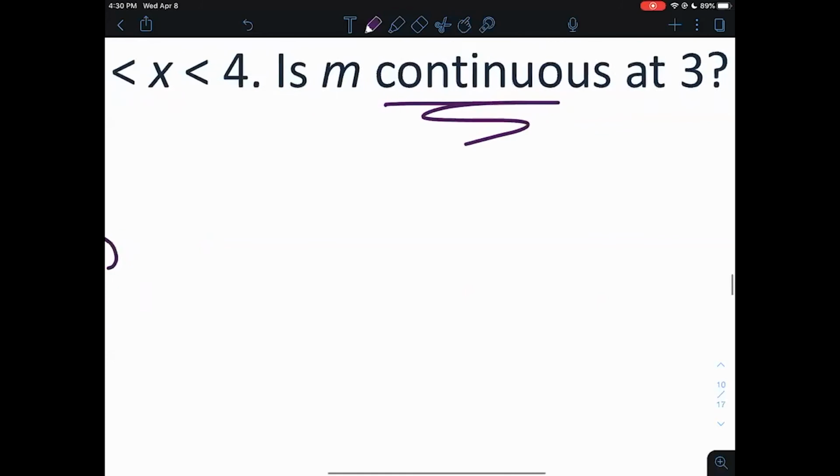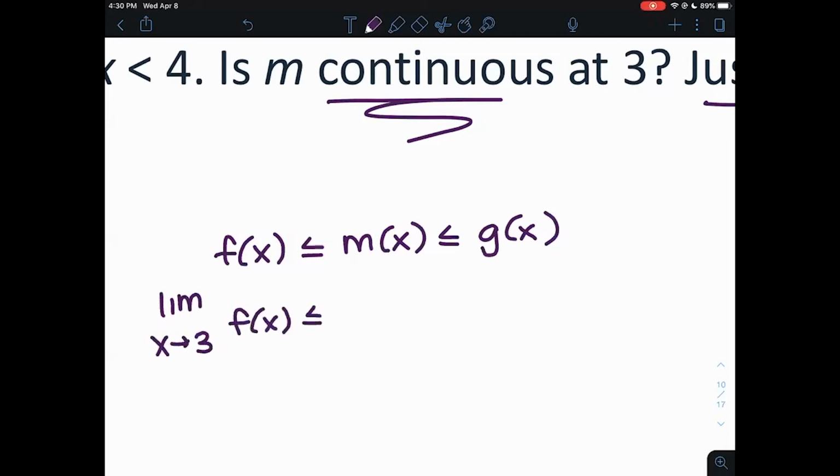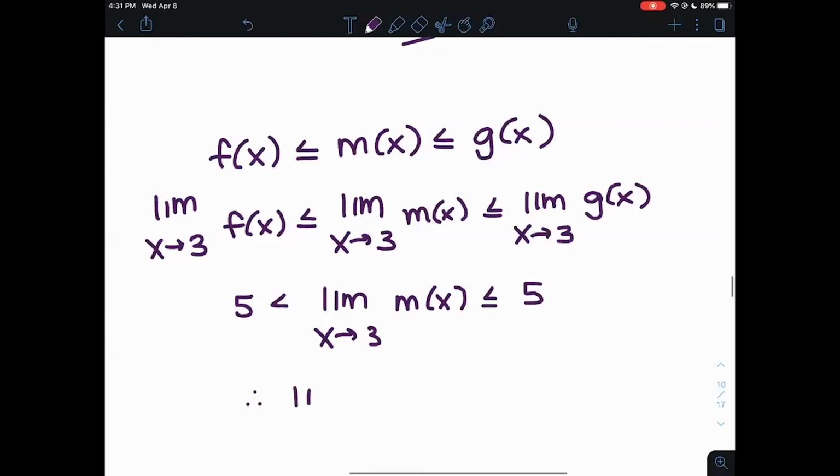Now, we can also do the exact same thing with the limit, and say that f of x is less than or equal to m of x, which is less than or equal to g of x. If I take the limit as x approaches 3 of f of x, the limit as x approaches 3 of m of x, and the limit as x approaches 3 of g of x, we can do exactly what we just did with the 5. I know that the limit as x approaches 3 of f of x is equal to 5 because I know that f of x is continuous. I also know that the limit as x approaches 3 of g of x is equal to 5 because g of x is continuous. So I therefore know that the limit as x approaches 3 of m of x equals 5.